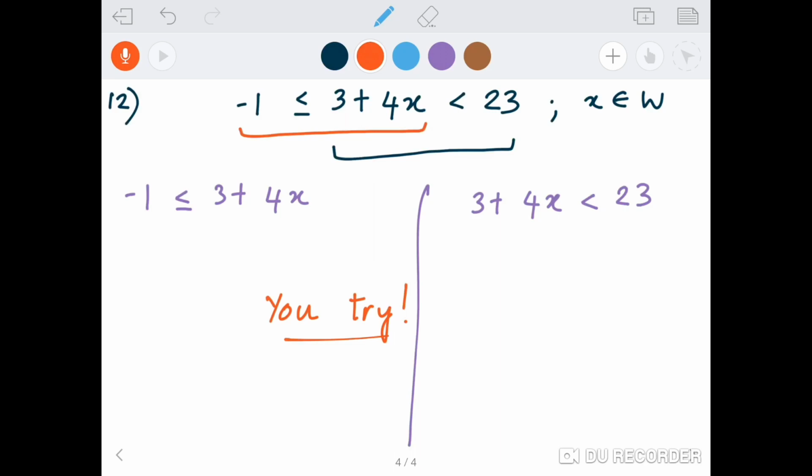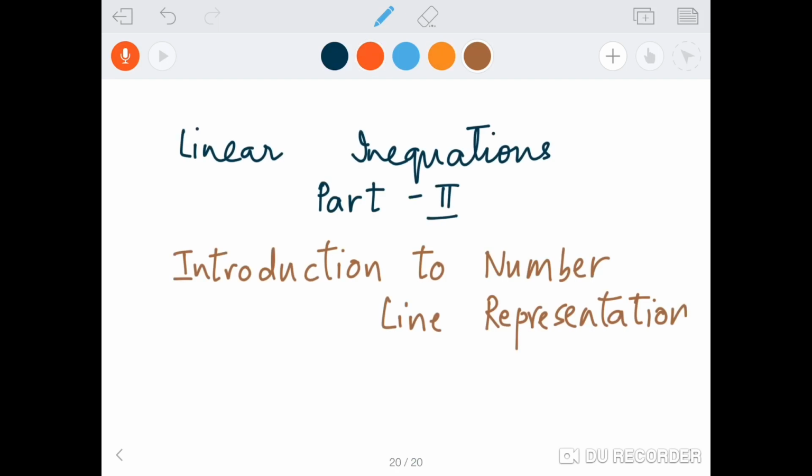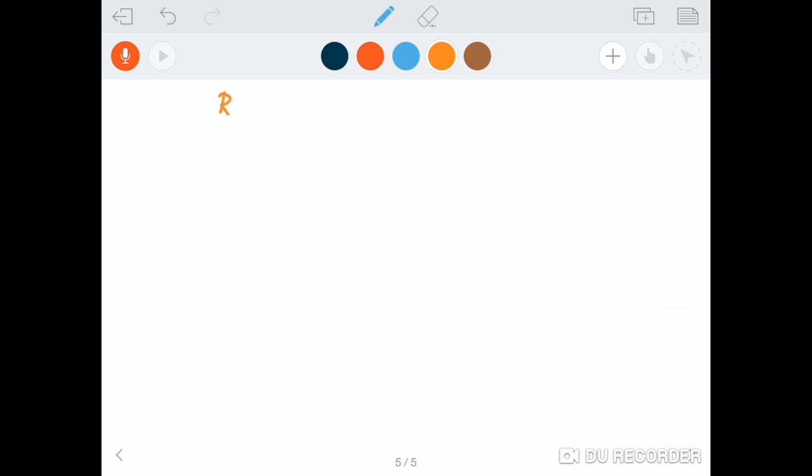Alright, now that we've completed the first exercise, I'm going to introduce you to the second part of the chapter, which is Introduction to Number Line Representation. We're going to do about 9 problems in this exercise for today. It is mostly representing all the solutions that we have obtained from the previous exercise onto a number line. I'll just give you a little idea on how this is going to work. I'm just going to put up the heading for you. We are talking about representation of a linear inequation solution on a number line.